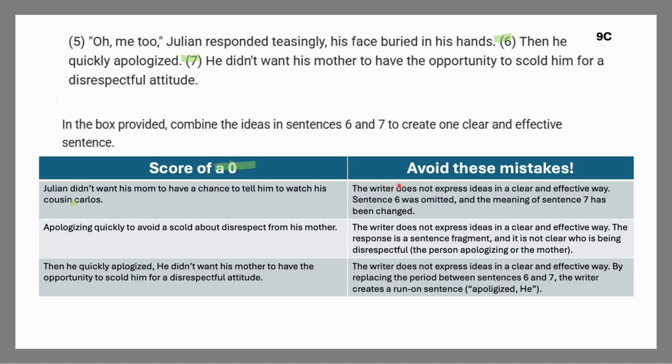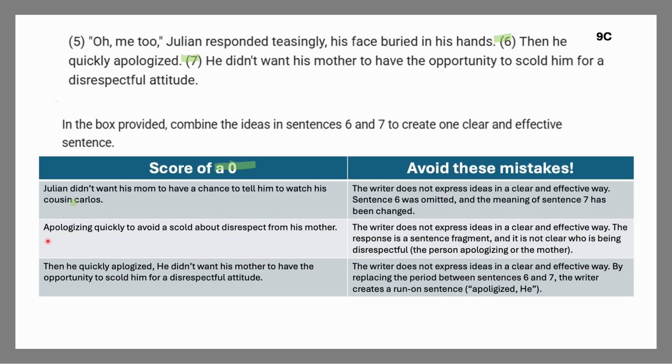If you take a look on this side, it says the writer does not express ideas in a clear and effective way. Sentence 6 was omitted completely because it doesn't even talk about him apologizing or anything else. And the meaning of sentence 7 has been changed because here it's saying he didn't want to be told to watch his cousin as opposed to not wanting to be scolded. So this is just clearly changing the intent. Even though they have a complete sentence here, it's not correct. It's not doing what the question asked of them.